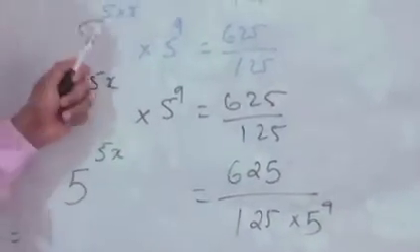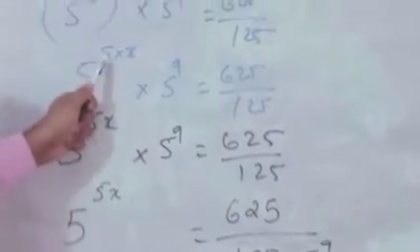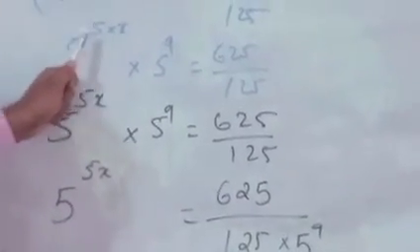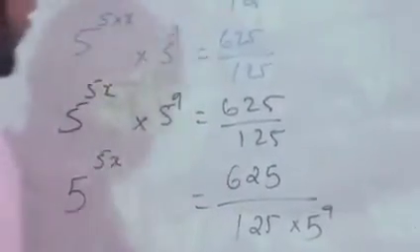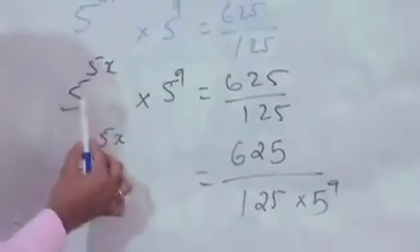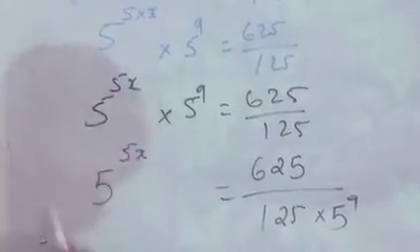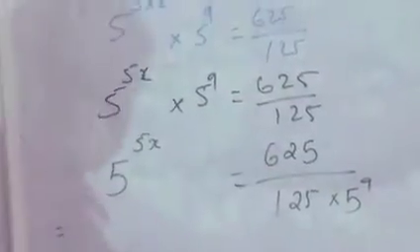Now, I already told you, 5 into 5 raised to the power 5x. We can write 5 raised to the power 5x into the remaining thing, 5 raised to the power 9, which is equal to 625 divided by 5. Now 5 raised to the power 5x we are keeping like this. This into 9 we are taking from the left-hand side to the right-hand side.